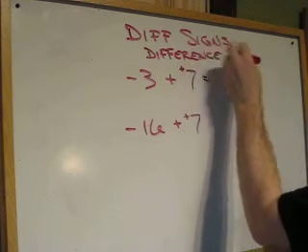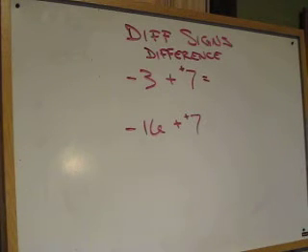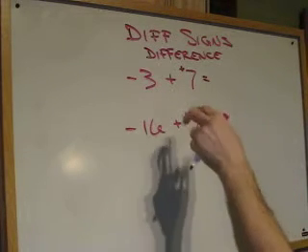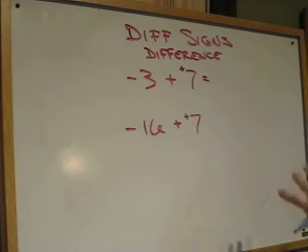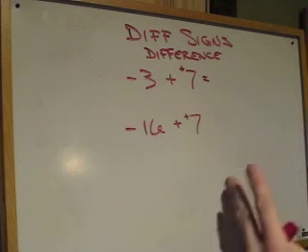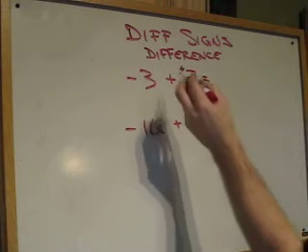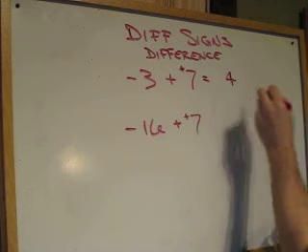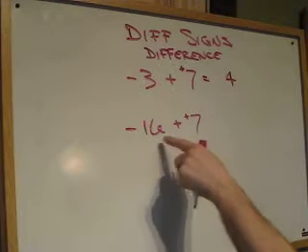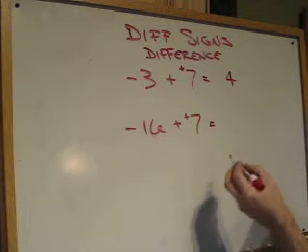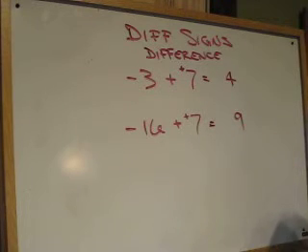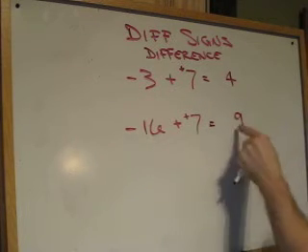If you remember, the difference means the answer to a subtraction problem. So what is the difference between 3 and 7? Doesn't matter. It's not 3 minus 7 or 7 minus 3. It's how many numbers are between 3 and 7? 4. Difference between 3 and 7 is 4. Okay. What's the difference between 16 and 7? How many numbers are there between 16 and 7? 9. So the difference between this is 9.